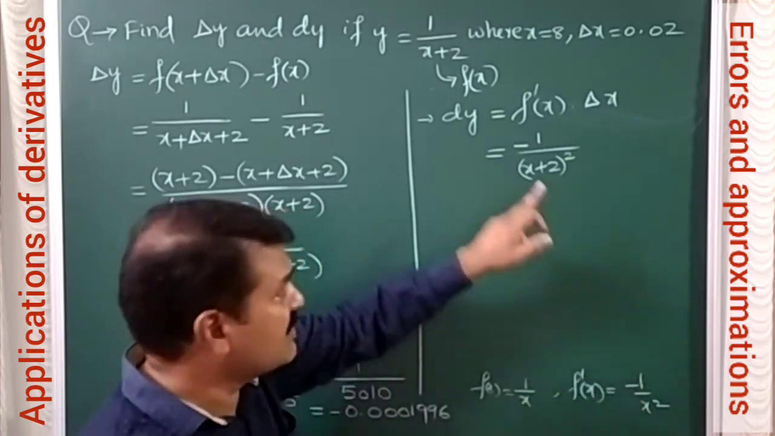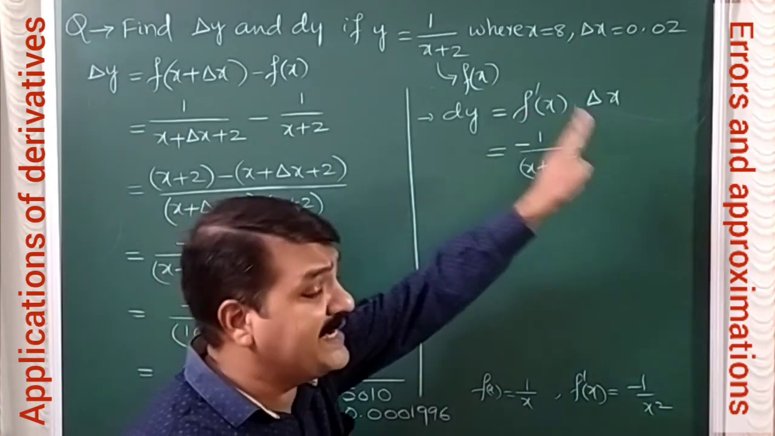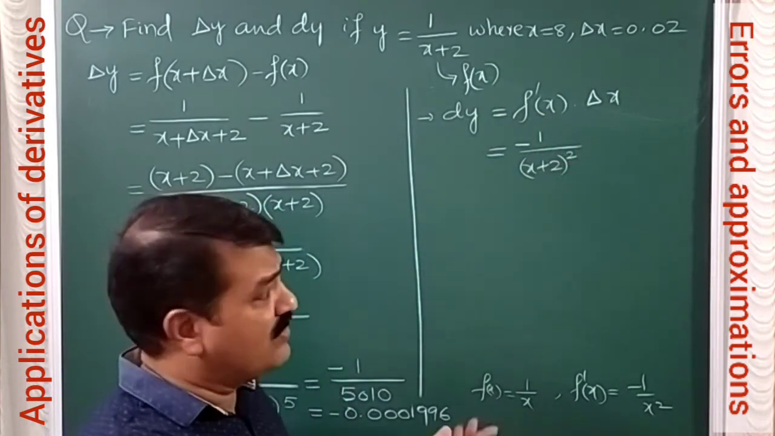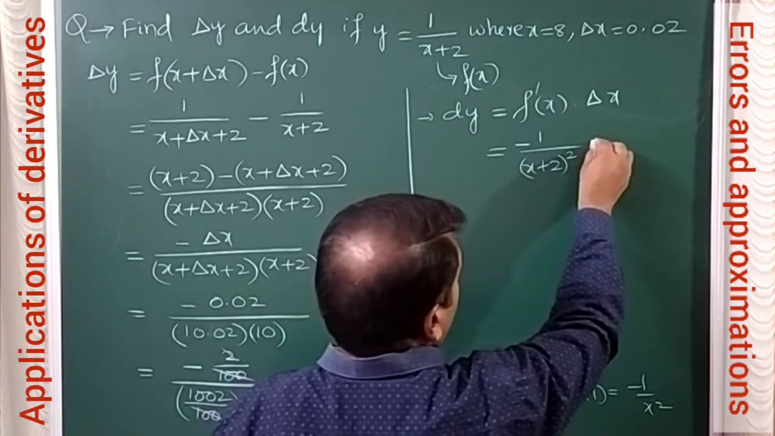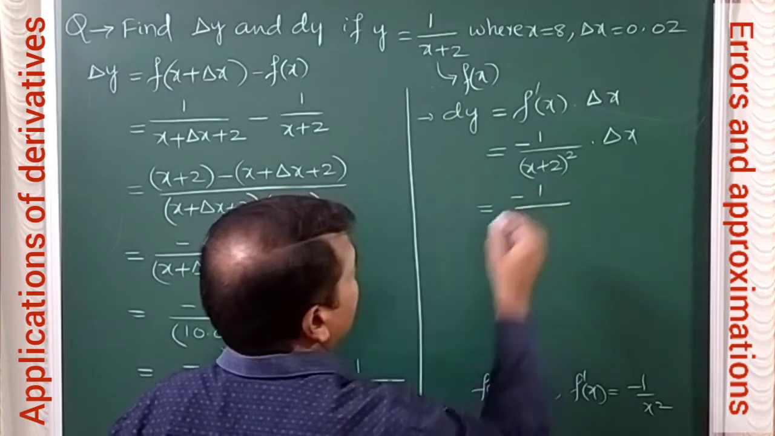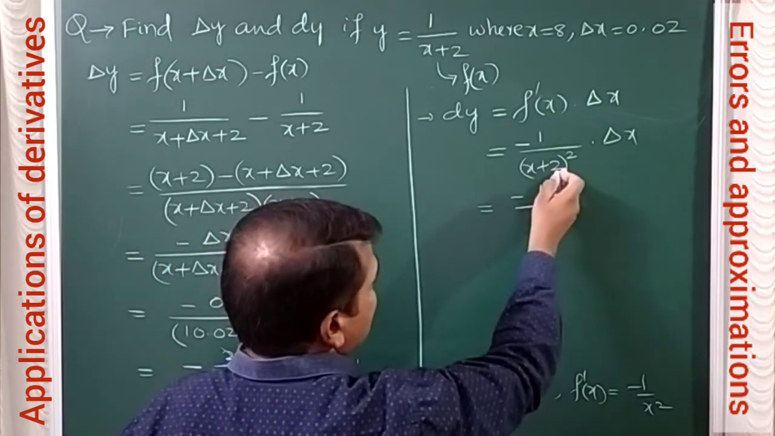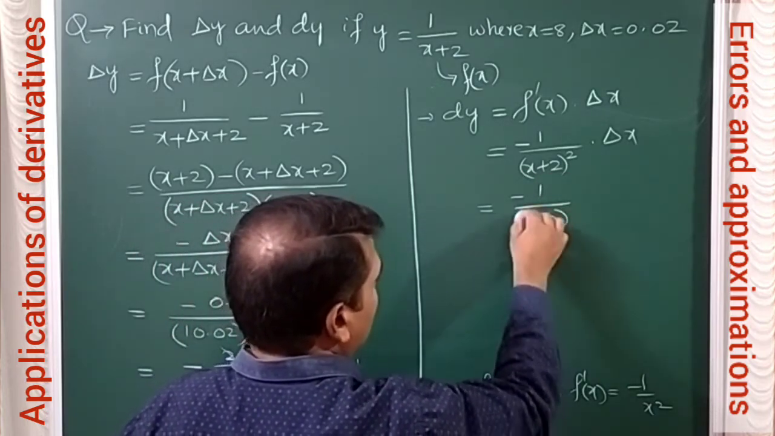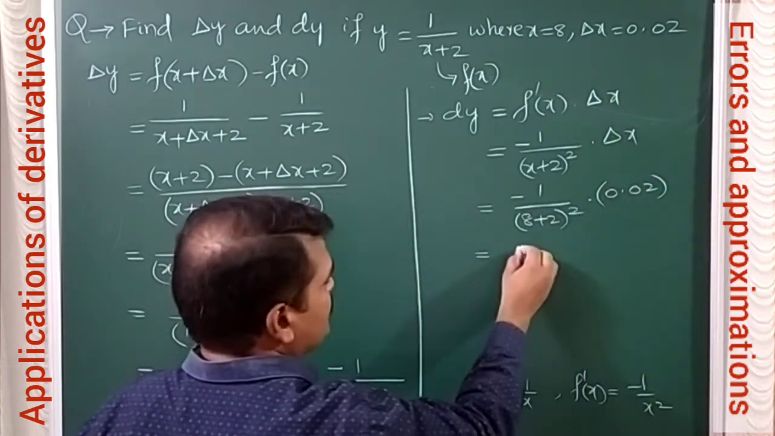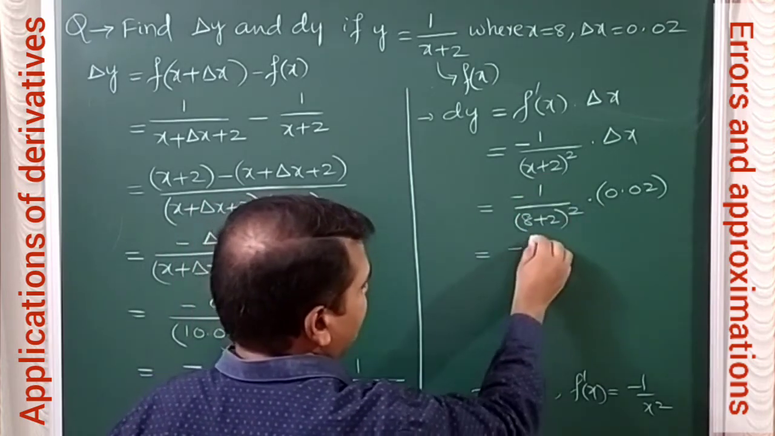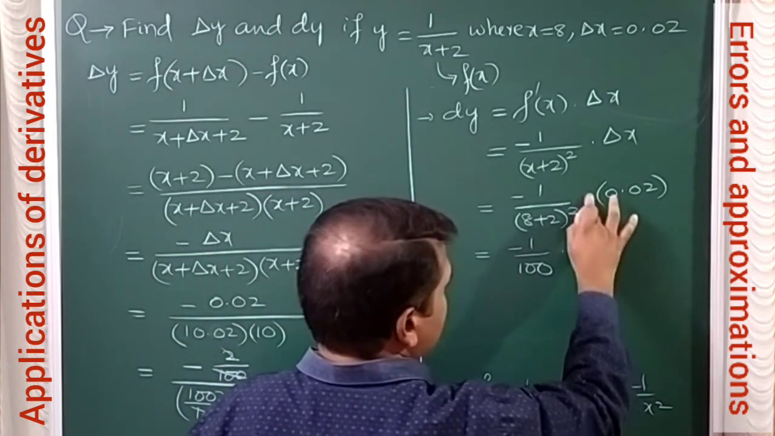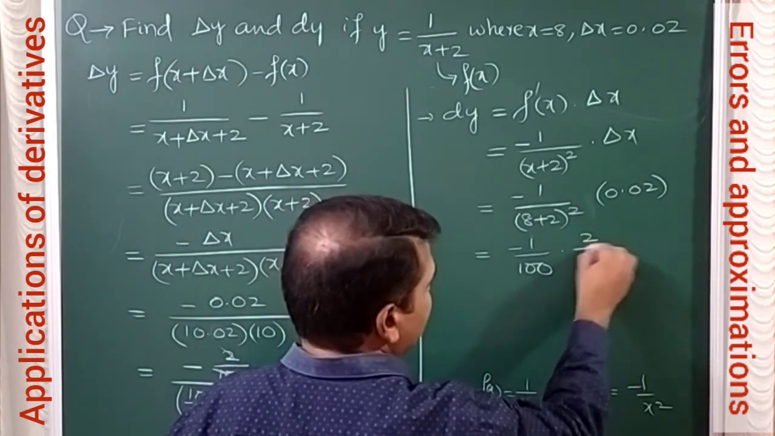Therefore, I applied this formula. Now we have to write into derivative of x plus 2. Derivative of x plus 2 is 1 only, so no need of writing that. So into delta x. Now substituting, this is minus 1 by x plus 2 whole square. X plus 2 means 8 plus 2 whole square into delta x. So this is minus 1 by 10 square, that means minus 1 by 100 into 0.02. So 0.02 means that is 2 by 100.